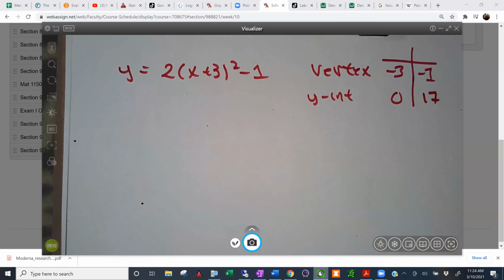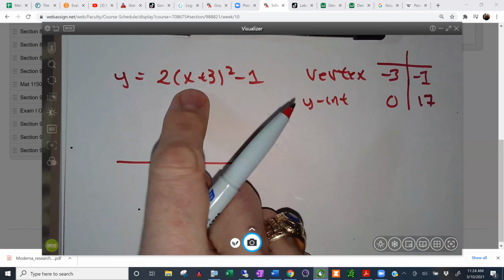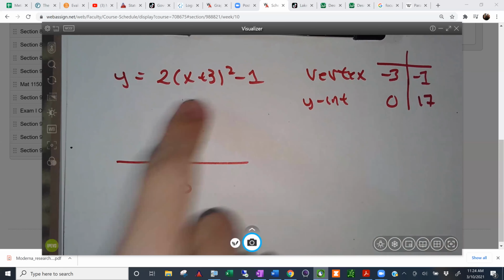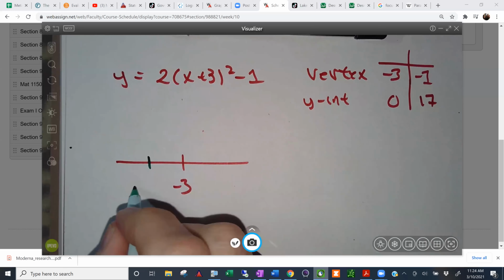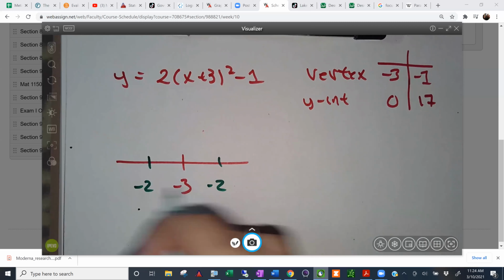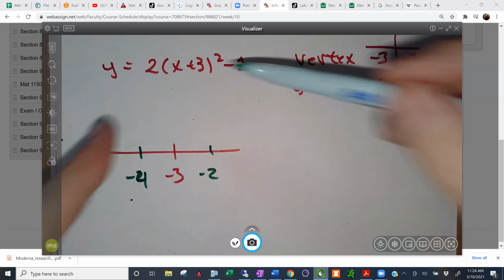And wait a minute, that's too tall for your graph. And Webassign is not going to let you rescale the graph anyways. So what you have to do is figure out a different point to graph. My suggestion is you pick something really close to the x coordinate of your vertex. And there's two candidates, -2 and -4. So just pick one of those. Pick something that's close to it. That way you're going to get something that'll fit on your graph.